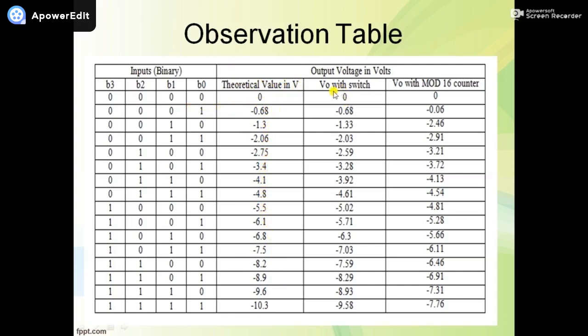So now these two columns are related to practical values: V0 with the toggle switch and V0 with the mod 16 counter. Here also the same thing: as the theoretical output increases, the practical output voltages of the switch as well as the mod 16 counter are both increasing.